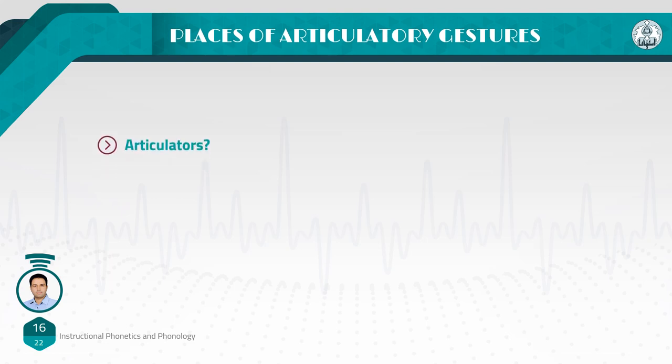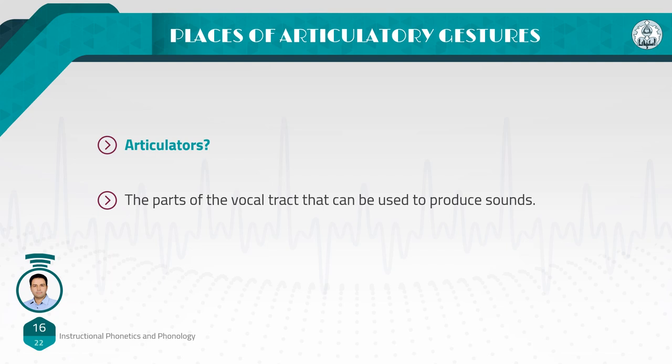Now we come to the third part of this class, places of articulatory gestures. What are articulators? The articulators are the parts of the vocal tract that can be used to produce sounds. Do you remember the picture in which we had the vocal tract? It consisted of two major parts.